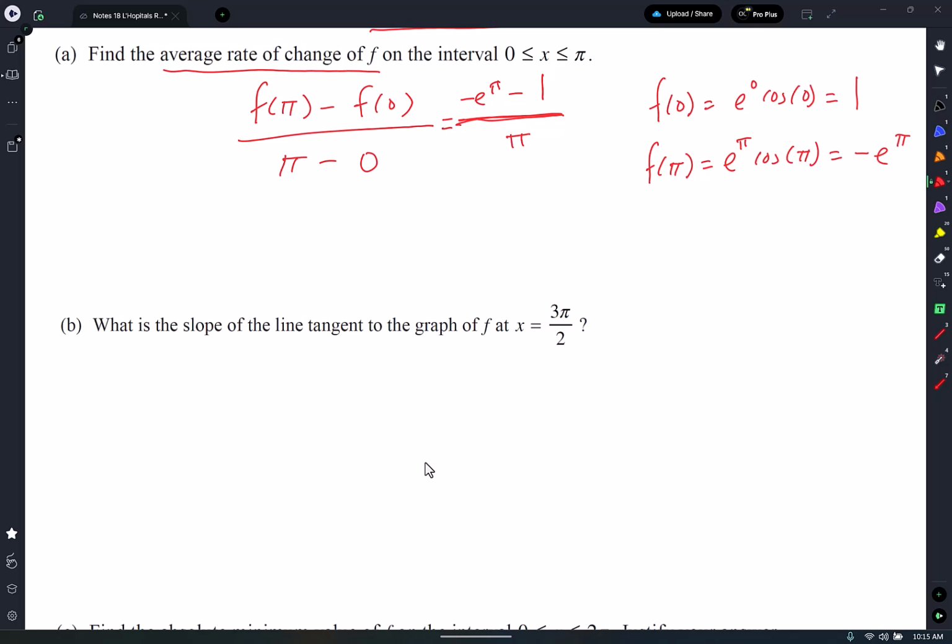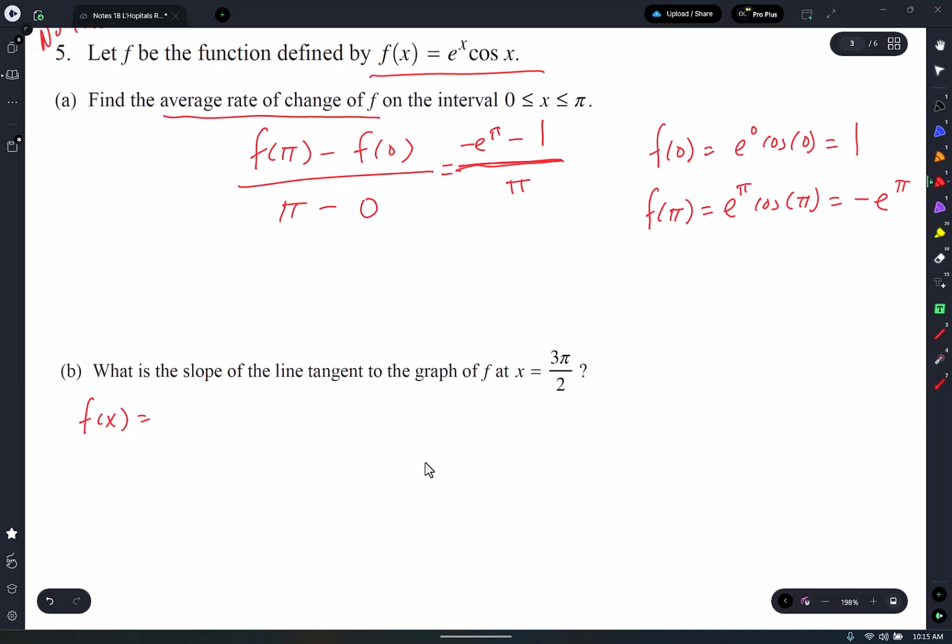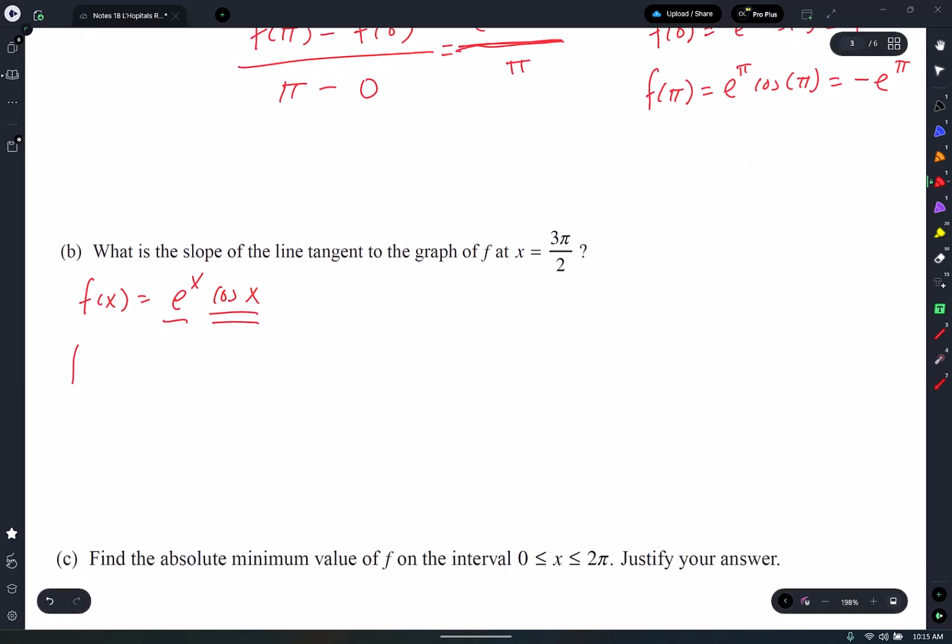So here we go. I'm going to write f of x first. f of x equals e to the x cosine x. And if I want to take a derivative of this, what rule do I have to use? Underline e to the x, double underline cosine x. Start a new line. f prime of x equals first times the derivative of the second.